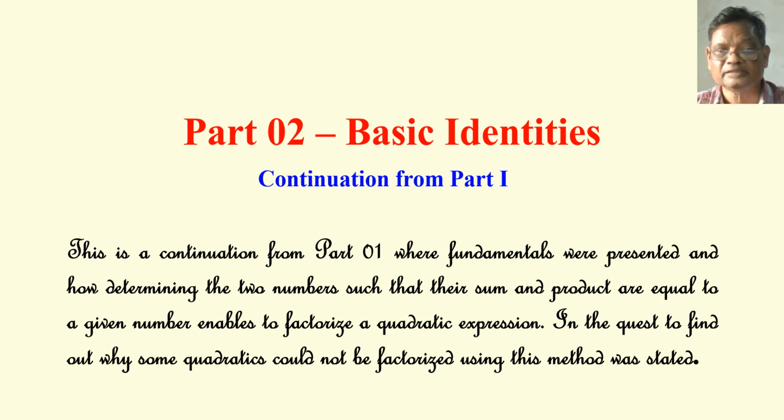This is a continuation from part 1, where fundamentals were presented and how determining the two numbers such that their sum and product are equal to a given number enables one to factorize a quadratic expression. In the quest to find out why some quadratics could not be factorized using this method was stated.